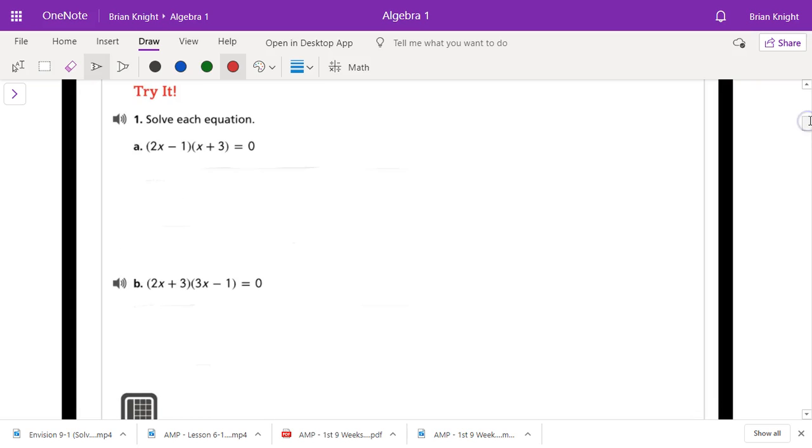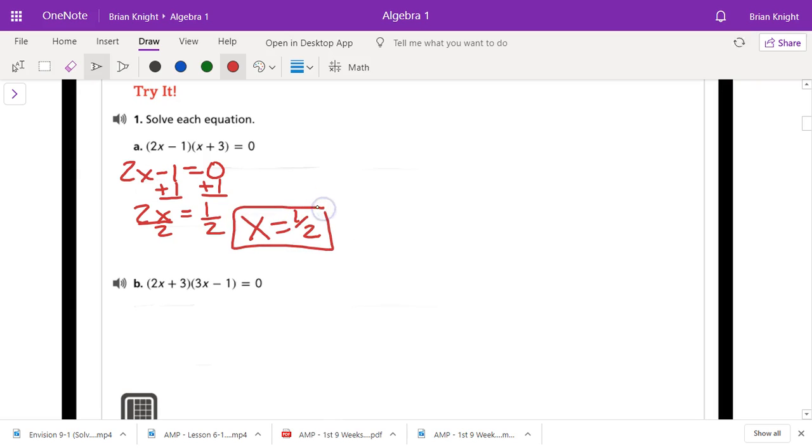Two more, actually. Again, they've already got it factored for us. We just set both of them equal to 0. So 2x minus 1 equals 0. I add my 1 over. And once you do a bunch of them, it takes all of 2 seconds. x equals 1/2. When it's just a simple one like this, you can just say, I know x is going to be what? Negative 3.